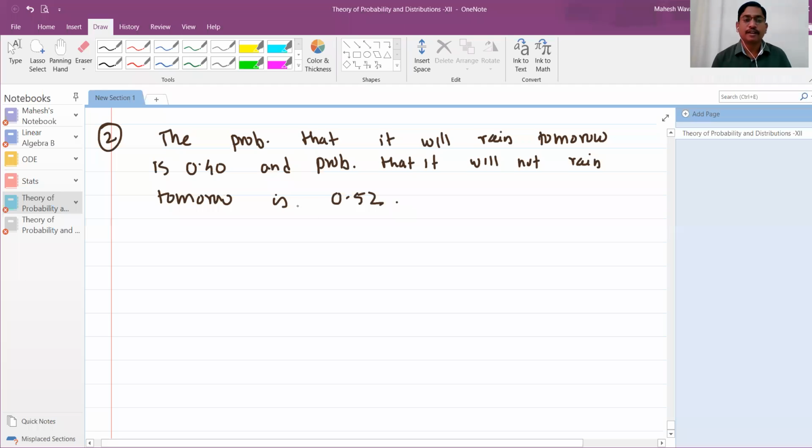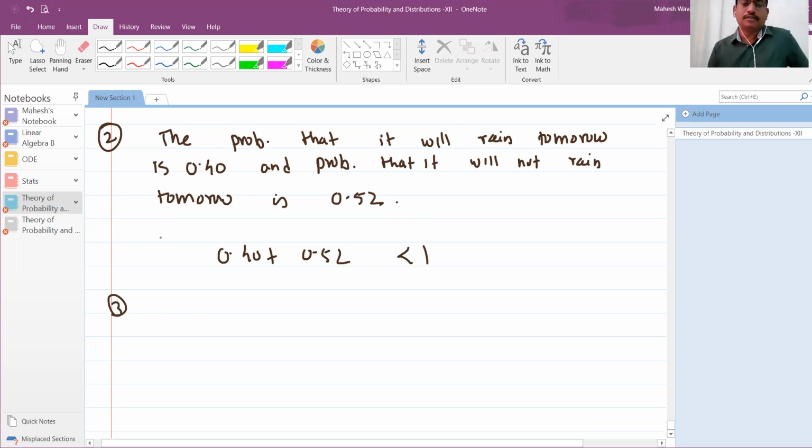There is an error in that statement. Now, the probability that it will rain tomorrow is 0.40 and it will not rain is its complement. Is the sum of these two 1? No. E and E complement, its sum has to be 1. So the total probability is less than 1. The sum of this probability is less than 1, that's why this statement has an error.